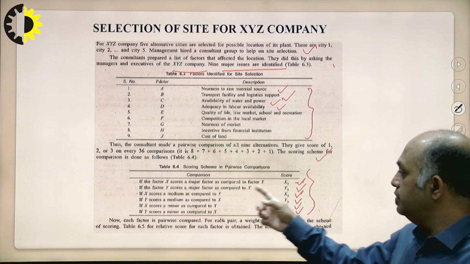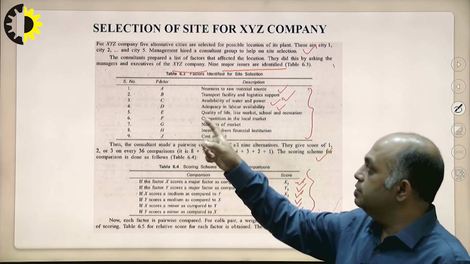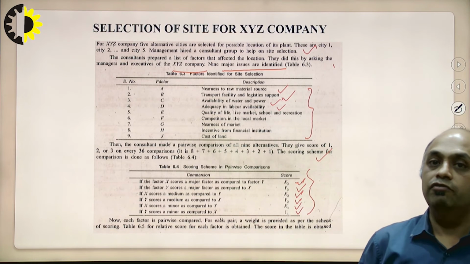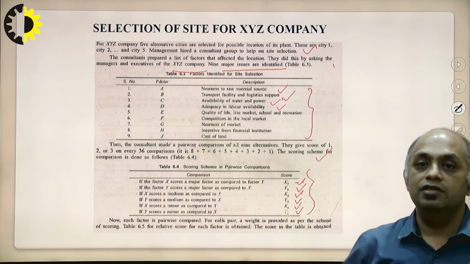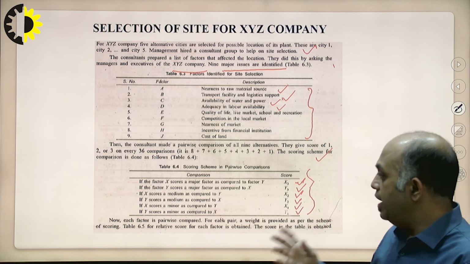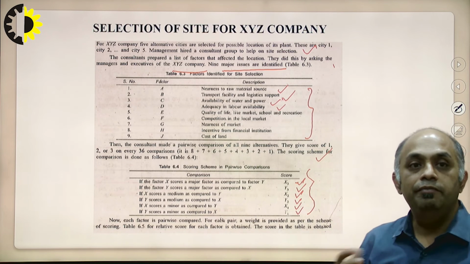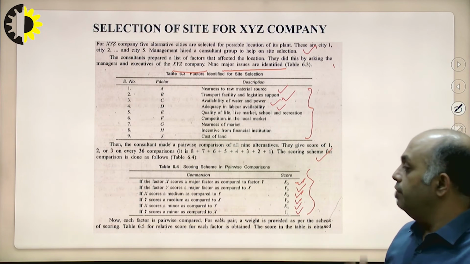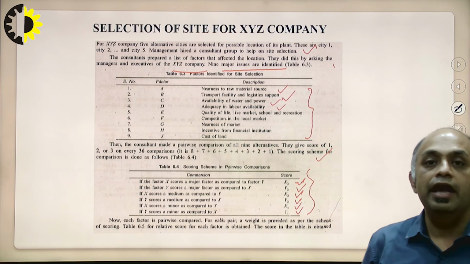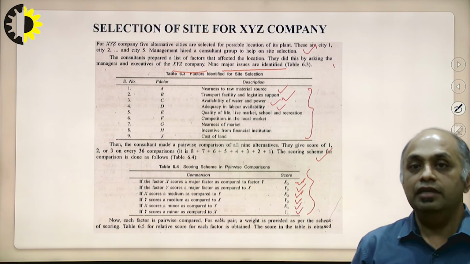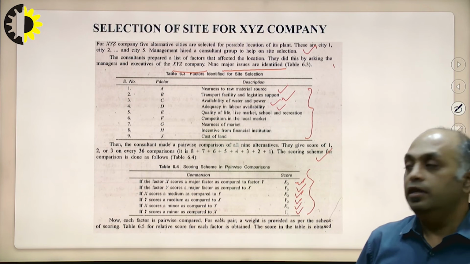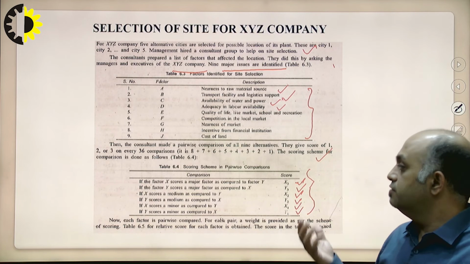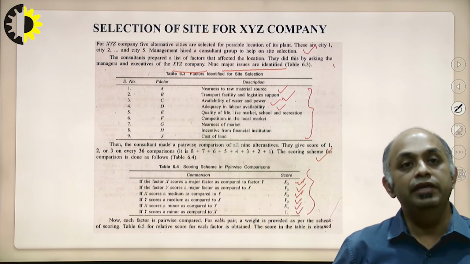The X3 says that if I have a comparison between A and B, and A has a major score over B, then I give a mark of A3. If A has a medium score in comparison with B, I give A2, right. And if A has a minor score compared to B, then I give A1. The other way around also works. If B has a major score and is better than A in this factor, then I have to give B3 in that case.